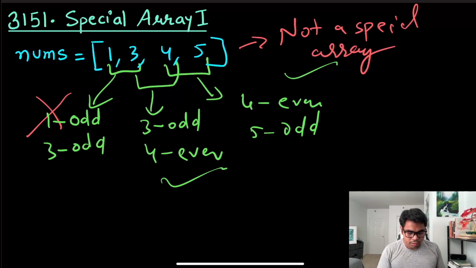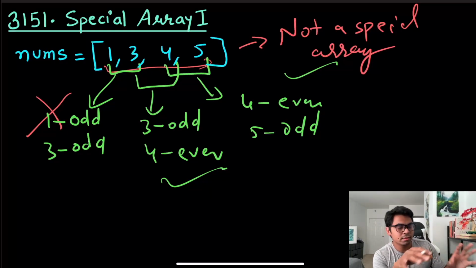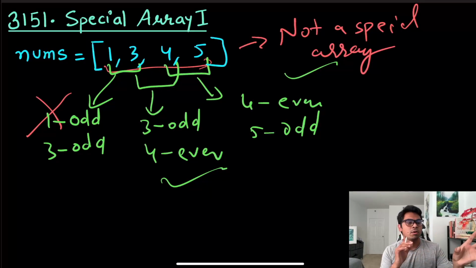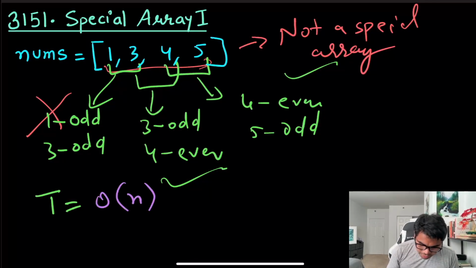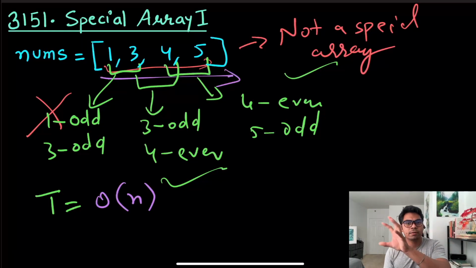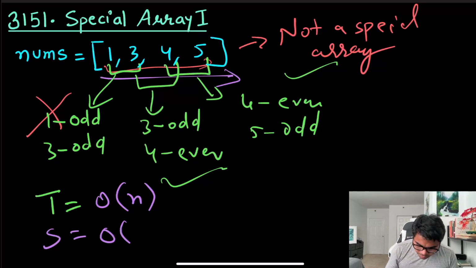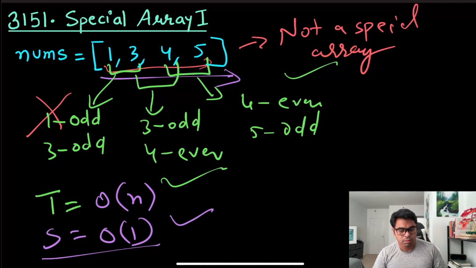So what we can do is go through all these pairs and check if both are odd or both are even. In that case, we can just return false from there. Otherwise, we go through the entire array and return true. If we are able to go through all the pairs and in each one is odd and the other is even, then this will be our special array. The time complexity would be O(n), because we are going through the entire array and checking pair by pair. For space complexity, it will be constant because we are not using any extra space.